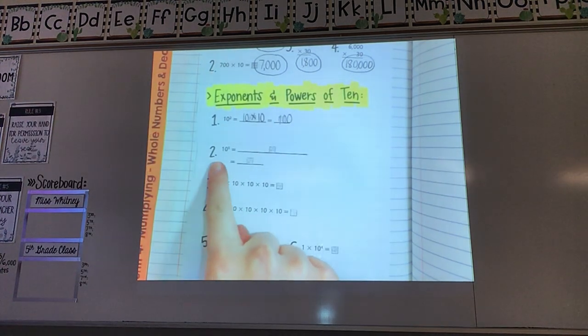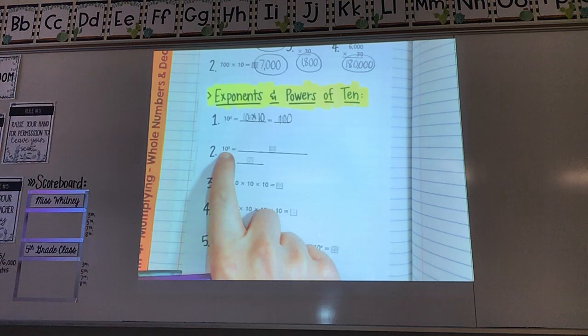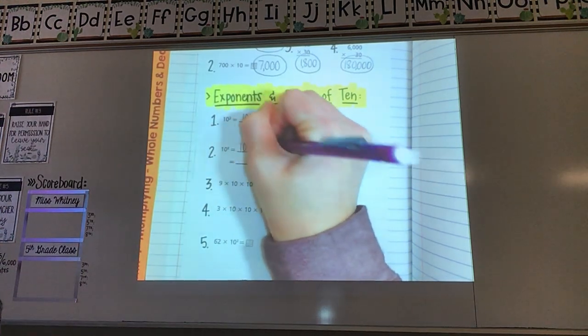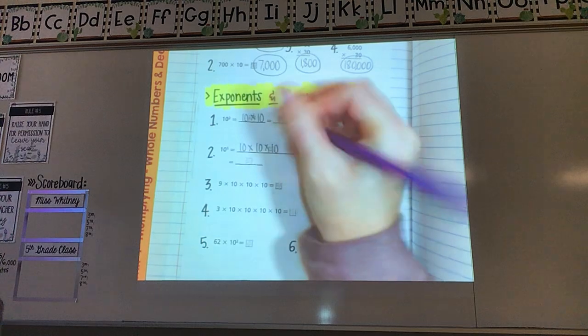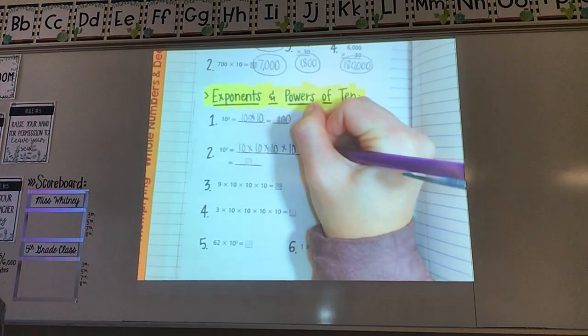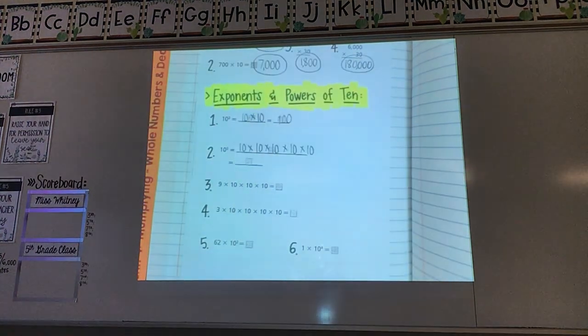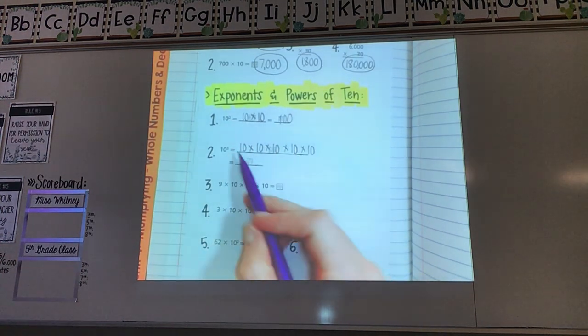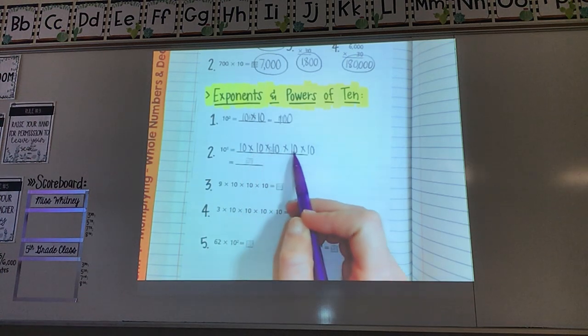Okay, let's try number 2. 10 to the power of 5. So that 5 tells me I'm going to multiply 10 5 times. 10 times 10 times 10 times 10 times 10. Whew. Now, to figure out what that would be, cover up all those zeros in your mind there, and that leaves us with 1 times 1 times 1 times 1 times 1.